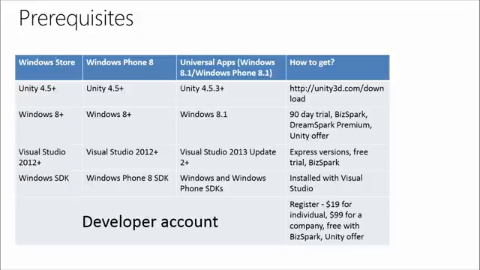Yeah. Now, Universal Apps is a new concept that was introduced earlier this year, in the spring. Unity 4.5.3 is the version that supports exporting to Universal Apps, and that's live now. You can go download that on the Unity website. That does require Windows 8.1 and Visual Studio 2013 Update 2 or greater. I think we're on Update 3 now. And then the SDKs, again, get installed with Visual Studio. Right.